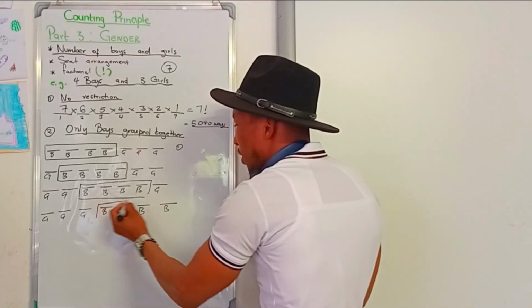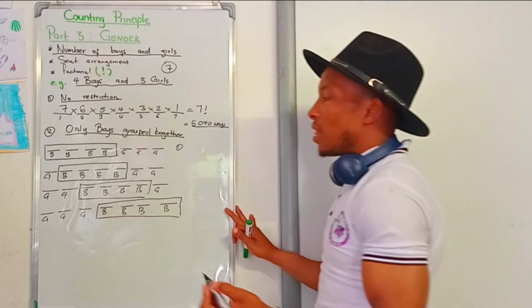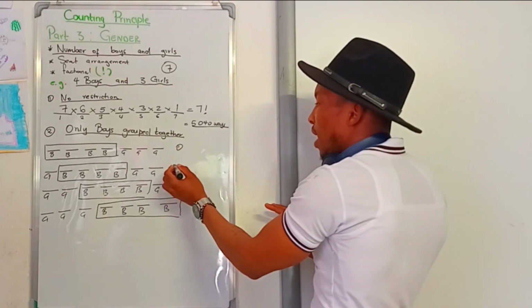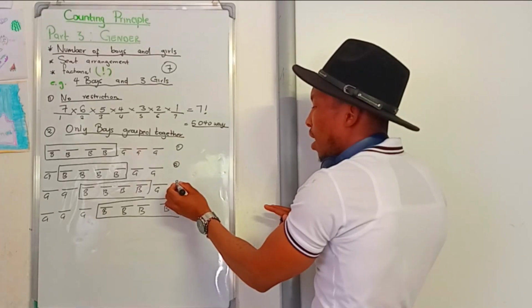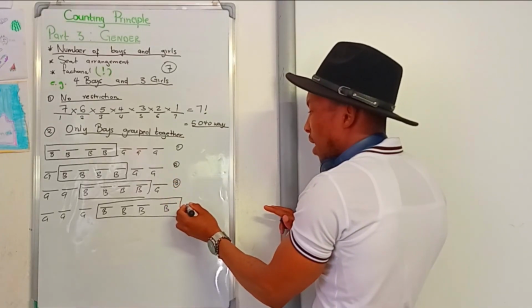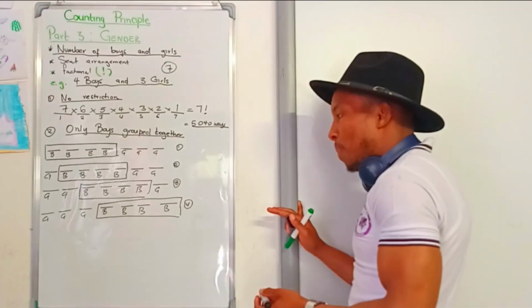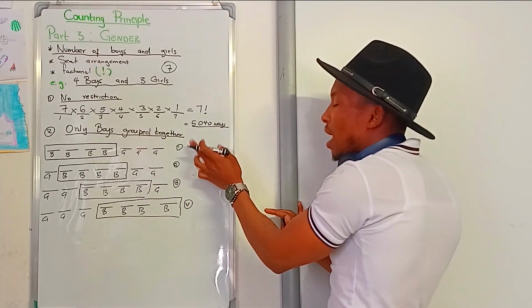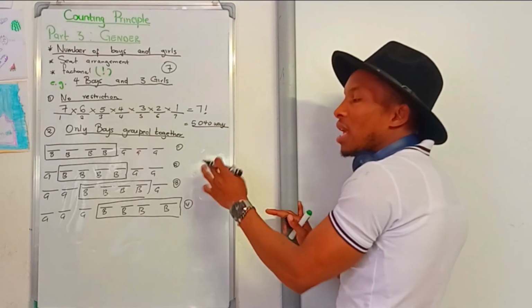Still, the boys are grouped together, as you see. Now this is a first entity, this is a second entity, as well as a third and a fourth arrangement. But this fourth arrangement can start here, and also this one can start here, and also this one can be here, and also this one can be here.